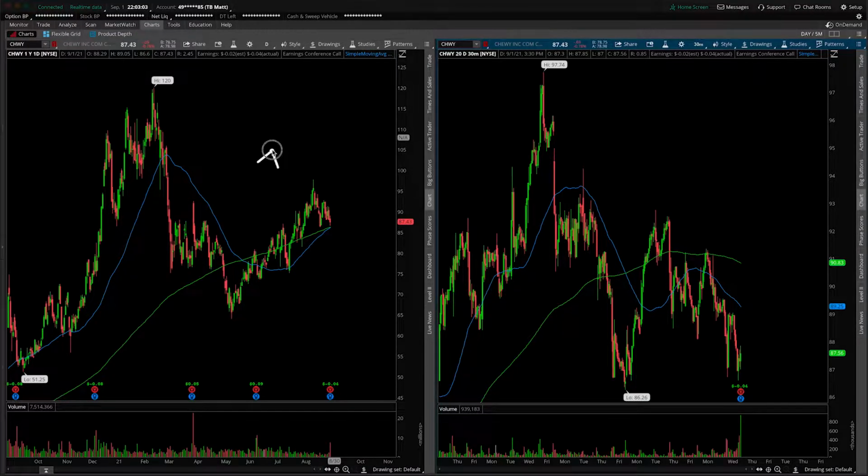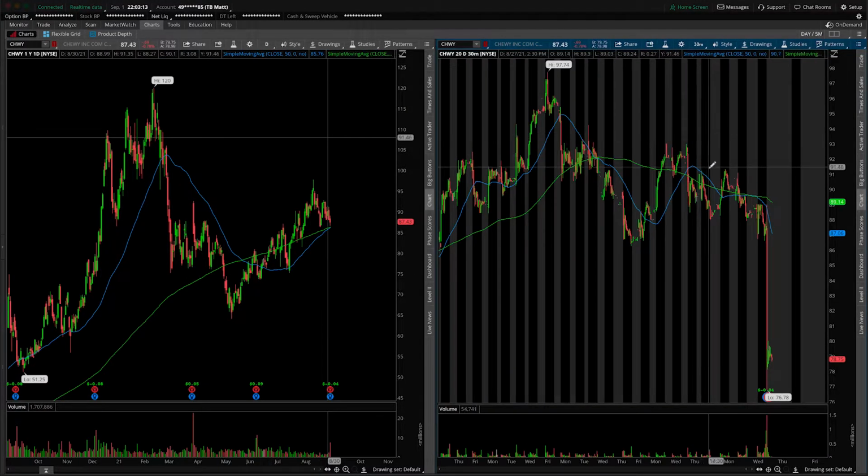On the left-hand side, we have the daily time frame, and on the right-hand side, we have the 30-minute intraday time frame. First things first, I need to let you know they did give us an earnings announcement after the bell today, so let's flip on the extended hours session and see what's going on with the numbers.